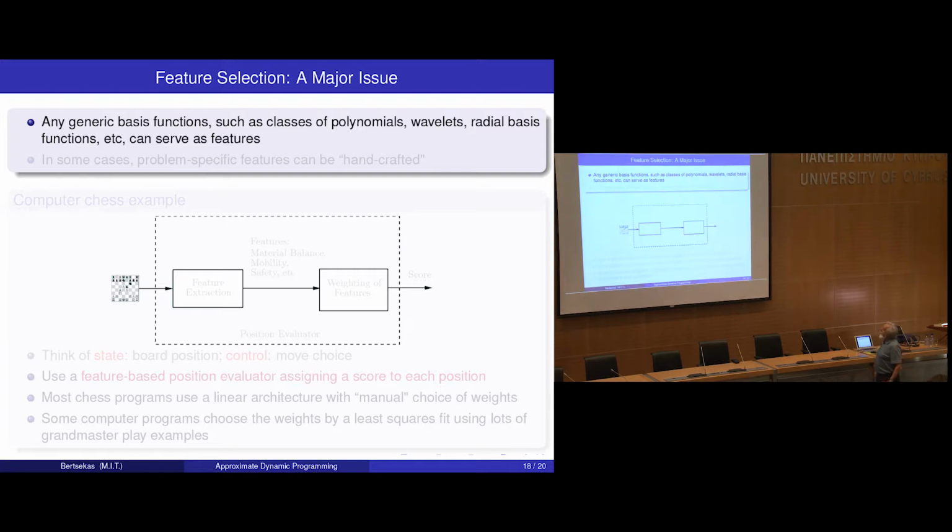So what do we choose as basis functions, as features? This is a major issue in approximate dynamic programming, as indeed in all kinds of machine learning. How do you represent a certain function of interest? What kind of features do you use? Any generic basis functions, such as polynomials, wavelets, radial basis functions, and so on, can serve as features that can be linearly weighted. However, in some cases, problem-specific features can be handcrafted, that are based on our understanding of the problem.